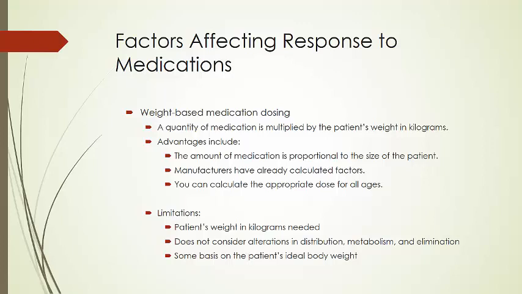And it's largely based on their ideal body weight. So if you have somebody who is morbidly obese, you might potentially give them too much medication even though it is still based on their current weight. Most of the dosages are going to be based off of ideal weight.